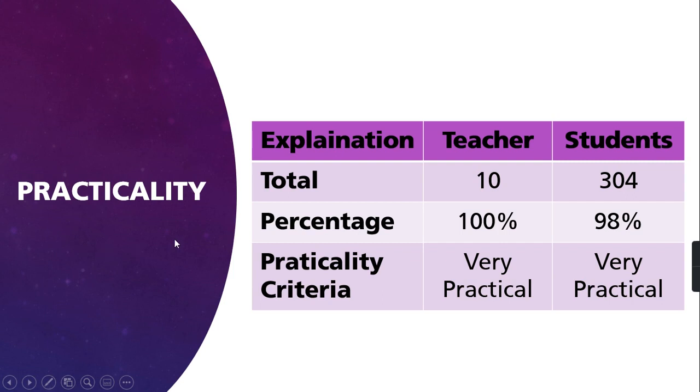And next is the practicality, assessed by teacher and student. We can see that the total from the teacher is 10 and the percentage is 100, and the practicality criteria is very practical. And from the assessment by students, the total is 304 and the percentage is 98%, and the practicality criteria is very practical.